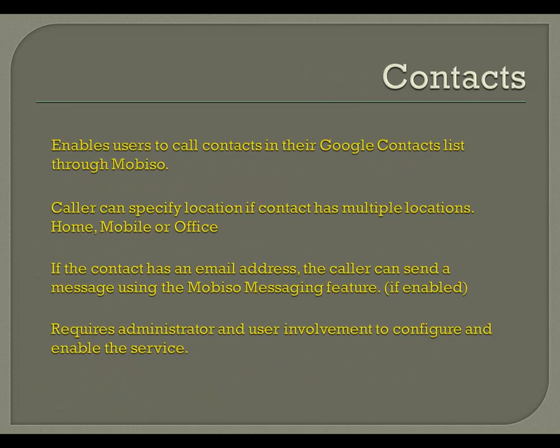Enabling the Google Contact service will create a personal directory from a user's Google Contacts that only that user will be able to use. This will enable them to call their contacts through Mobiso. If a contact has multiple phone numbers, the caller can specify home, mobile, or work location. If the contact has an email address, they can also send a message to the contact using the Mobiso messaging feature. Enabling Google Contacts requires both the Mobiso administrator and the end user to perform part of the configuration.